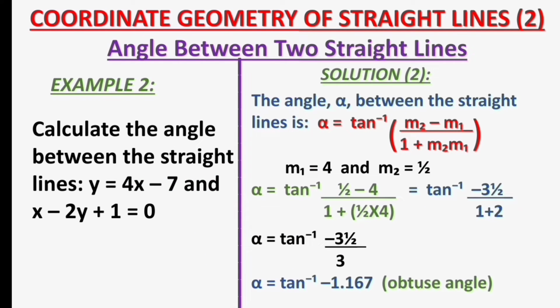Next, let's substitute the values m1 is equal to 4 and m2 is equal to half into our formula for the angle between the two straight lines. When we do this, we are going to have the angle alpha between the two straight lines as the tangent inverse of minus 1.167. Please take note that the negative sign in minus 1.167 represents an obtuse angle. Let's see the way we can deal with this condition.